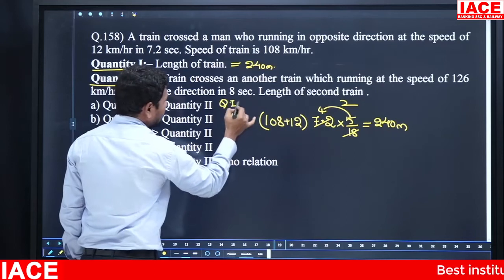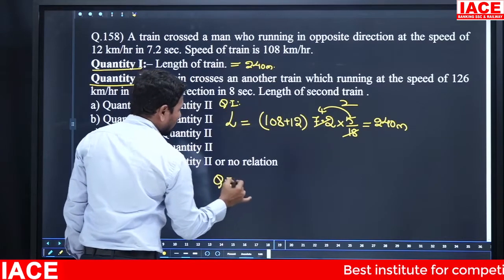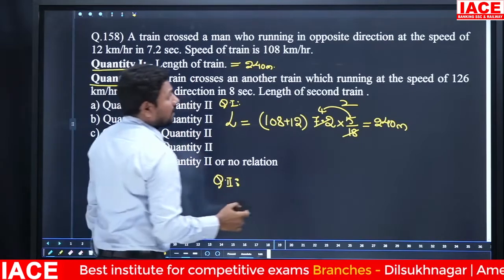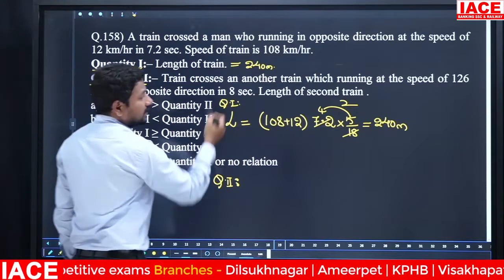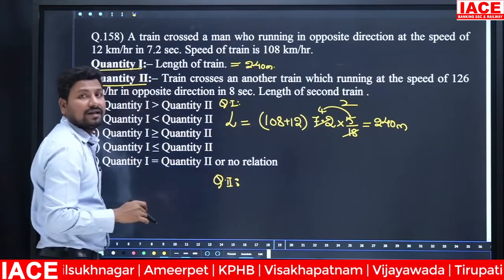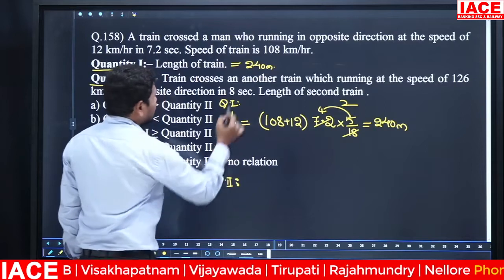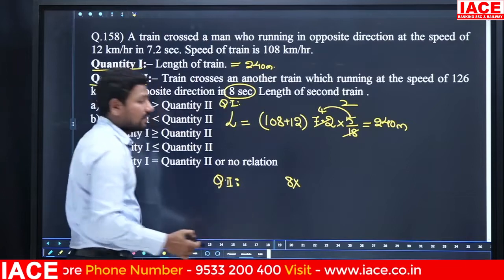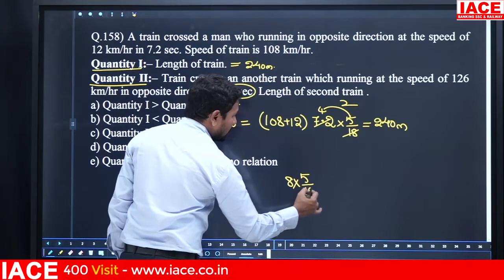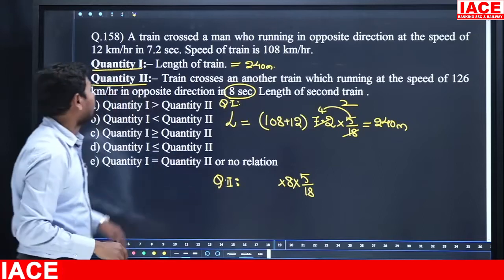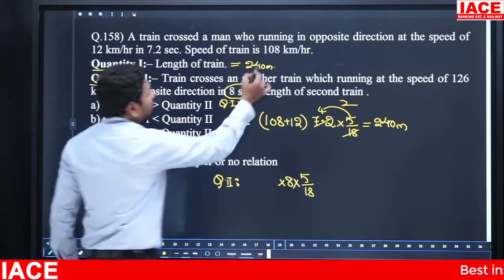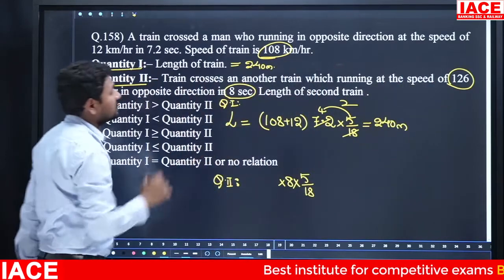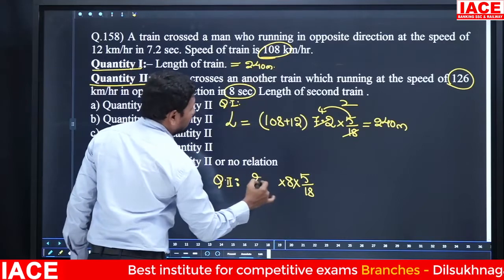Quantity 1 is completed. Next coming to quantity 2. In quantity 2, a train crosses another train running at a speed of 126 kmph in the opposite direction in 8 seconds. Length of the second train. Here is how to calculate. The crossing time is how many seconds? 8 seconds. Then kilometer per hour convert into meter per second means multiply with 5 by 18. And their speeds are added. First train speed is mentioned clearly, 108. And second train speed is what? In quantity 2 it is mentioned 126. 126 plus 108 is equal to 234 kmph.